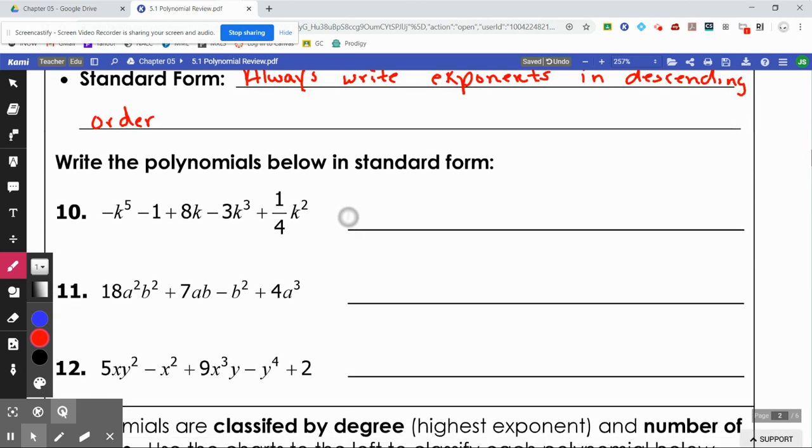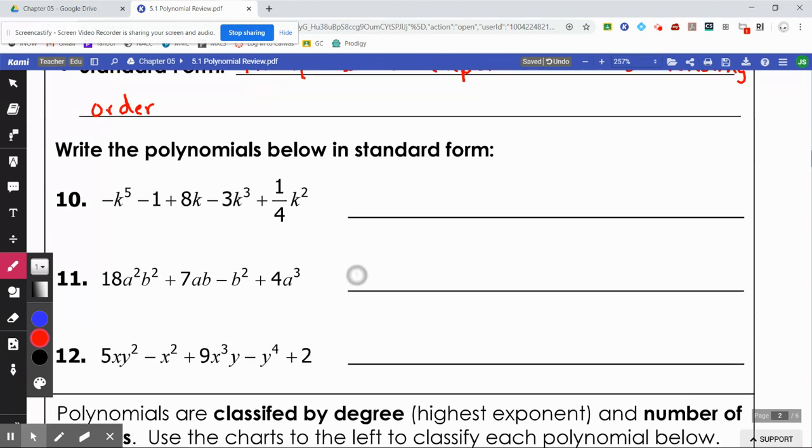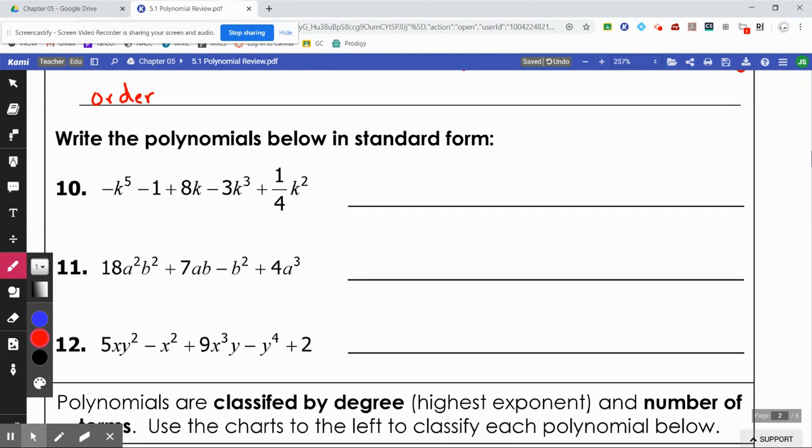thereafter. So we're going to write a few polynomials here in standard form. We have all k's here, so let's start with the highest power of k, which is a 5. So that's going to be -k to the 5th first. Then we look for any k to the 4th, there are none. So now we're going to move on to k to the 3rd, so -3k to the 3rd.